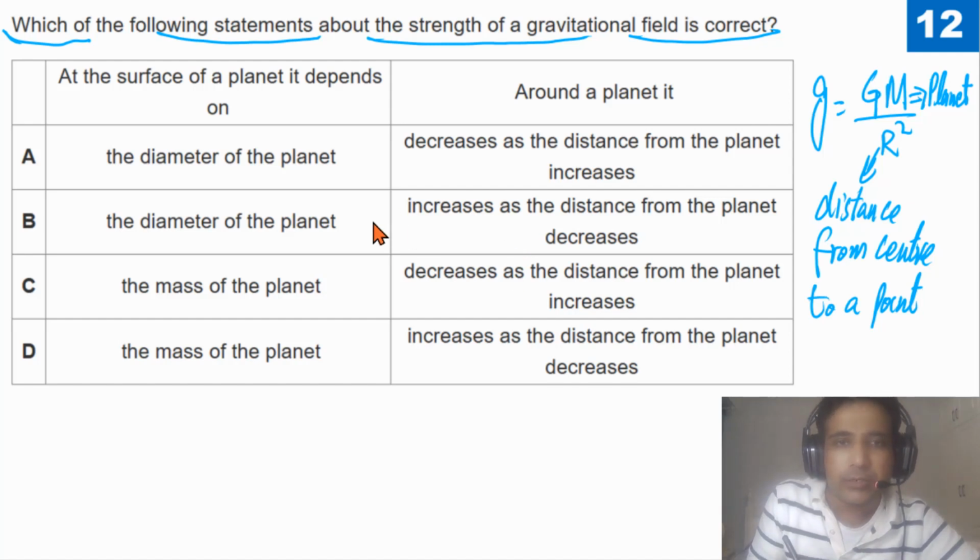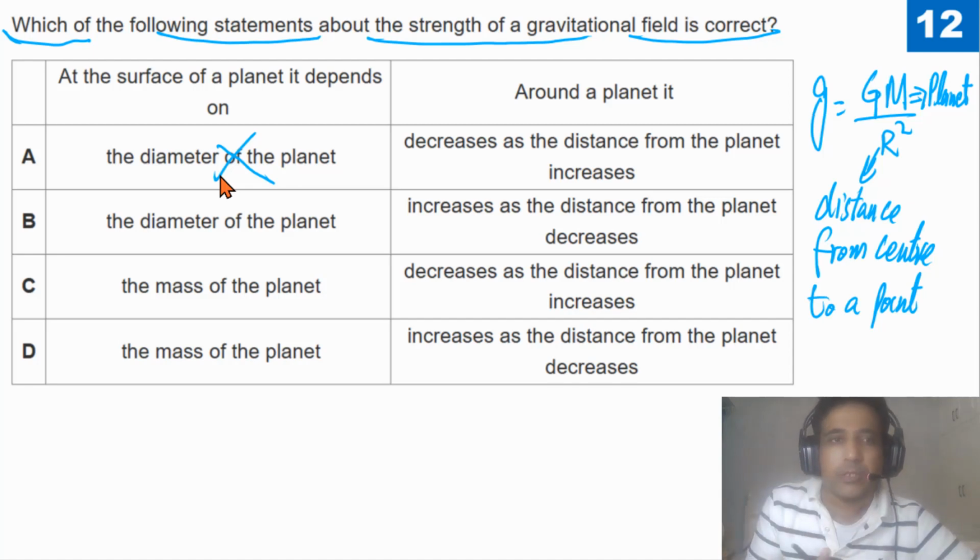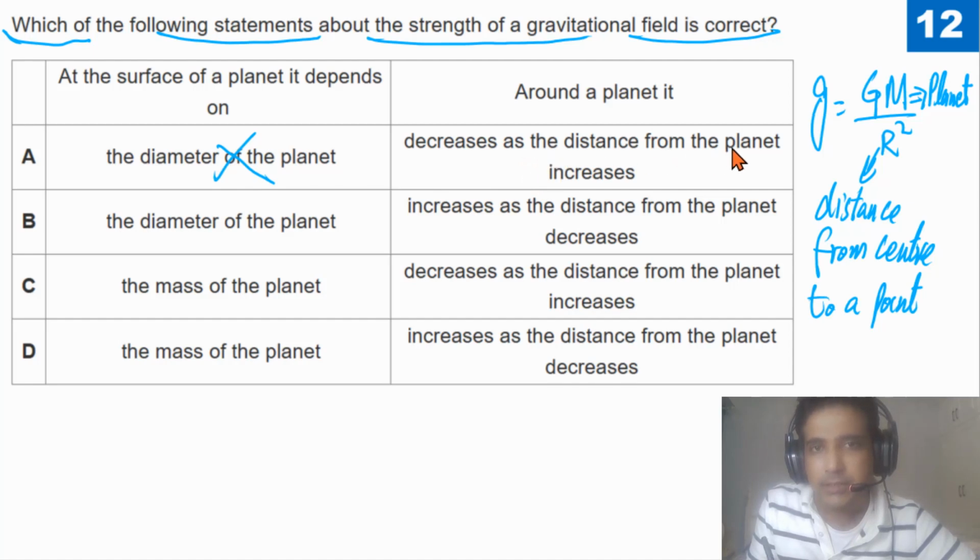Now if you look at the given options, we can see the diameter of the planet, it does not depend on the diameter of the planet. At the surface of a planet, it depends on the diameter of the planet. It does not depend on the diameter of the planet. It depends on the distance from the center of the planet. So this is incorrect. Decreases as the distance from the planet increases. So this one is correct.